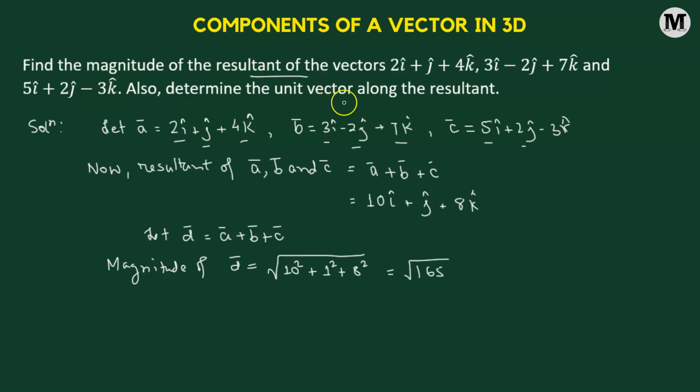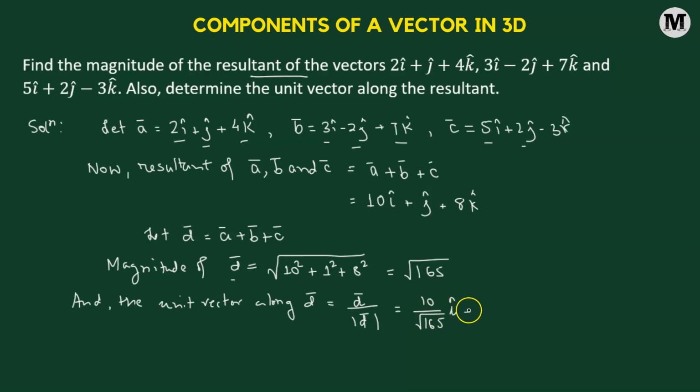Now we need to determine the unit vector along the resultant. In other words, we need to find the unit vector in the direction of vector D. So we'll have to take vector D and divide it by its own magnitude. So that's going to be equal to 10 over square root of 165 i cap plus 1 over square root of 165 j cap plus 8 divided by square root of 165 k cap. Now this is going to be the unit vector in the direction of the resultant of the three vectors denoted by A, B, and C.